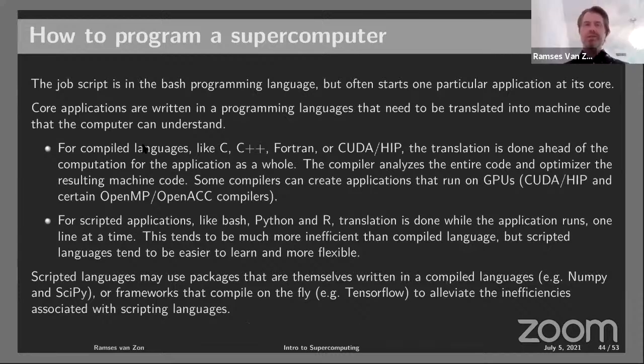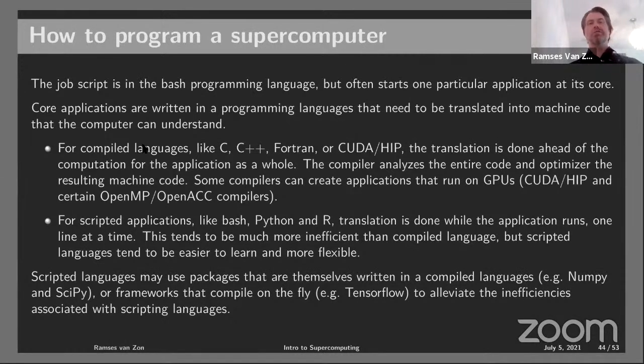Okay, so we've seen the job script. It was written in Bash, which is really the Linux command line for the supercomputer. We've seen an application that was written in Python, although we're not actually looking at it. And so one doesn't program a supercomputer just in the Bash language.